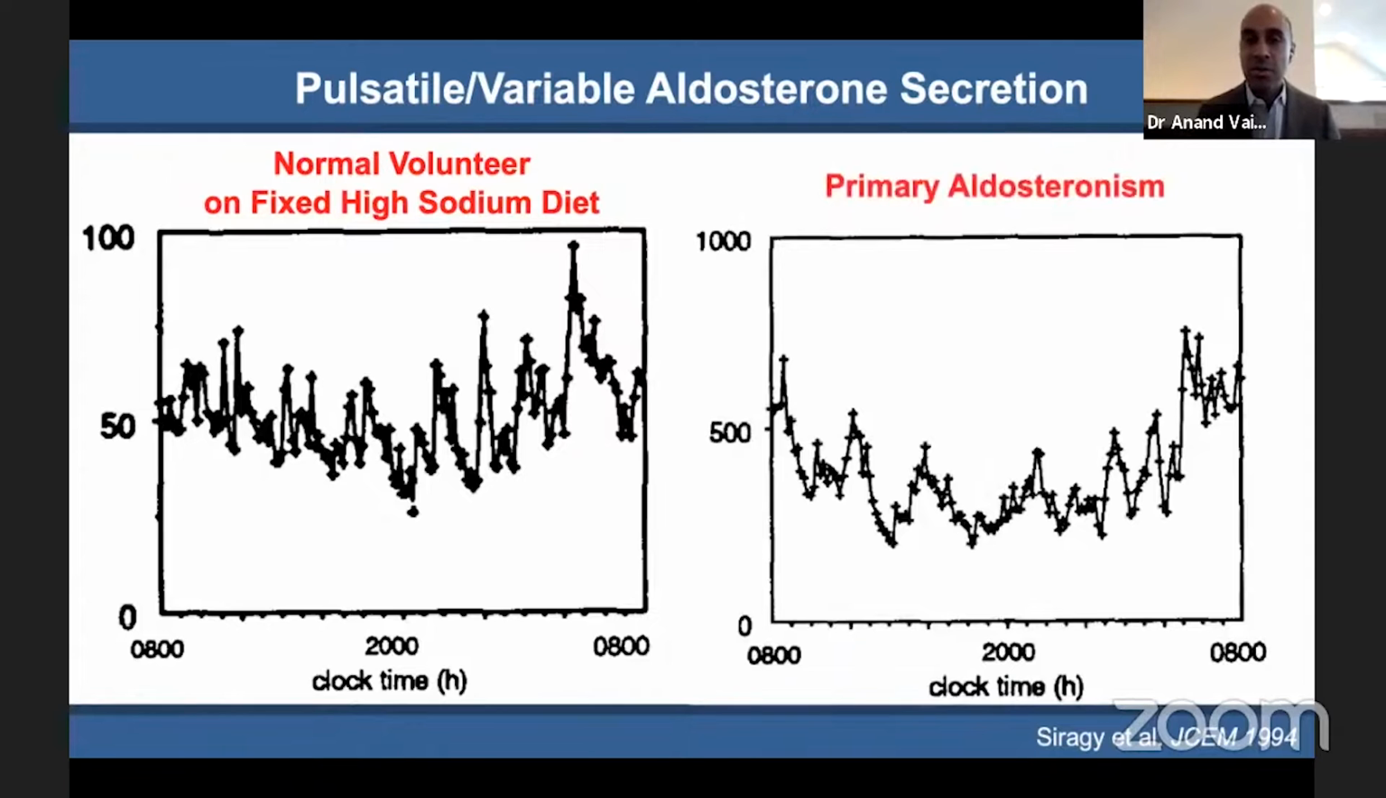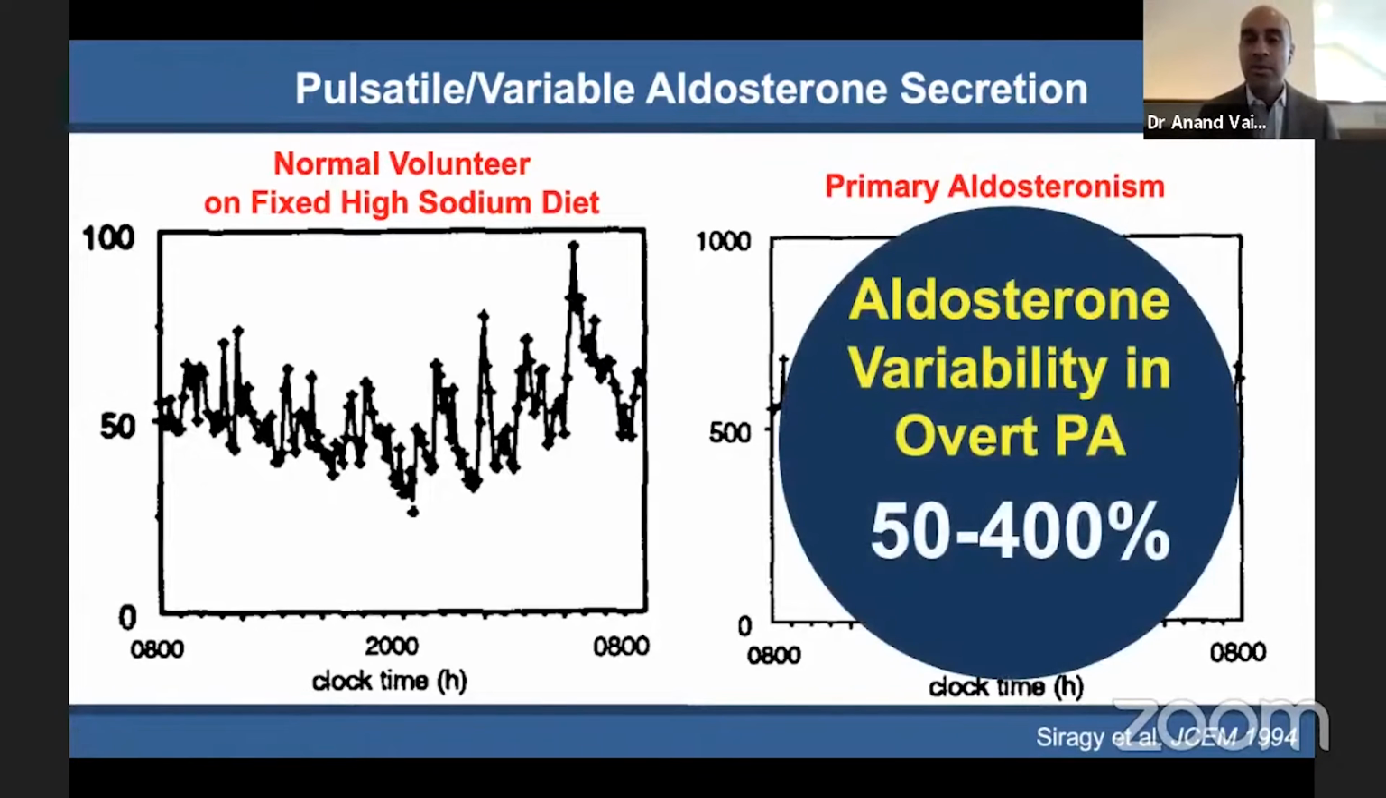And the same is true for a patient with primary aldosteronism. You can see even though the aldosterone values are much higher, there is a diurnal variation throughout the day, which is not surprising. But on top of the diurnal variation, there are pulsatile releases of aldosterone throughout the day. And what we've seen over and over is compared to the average aldosterone value throughout the day, the values can range from 50 to 400%. So a huge range of production.